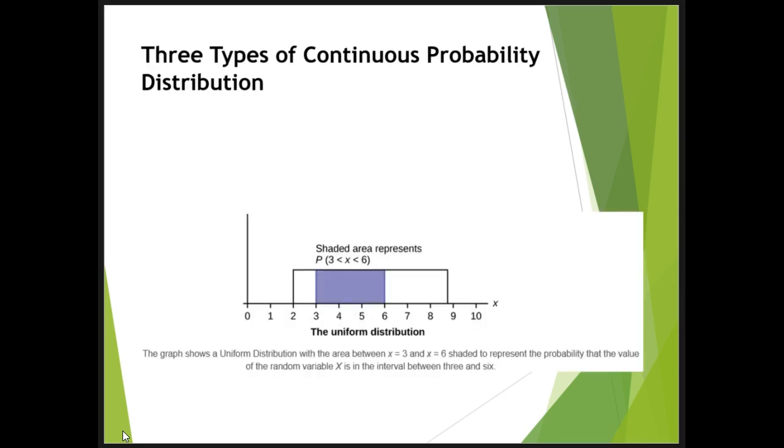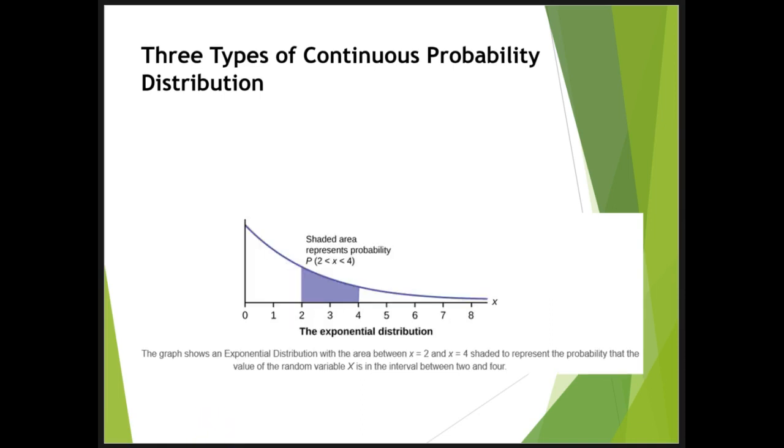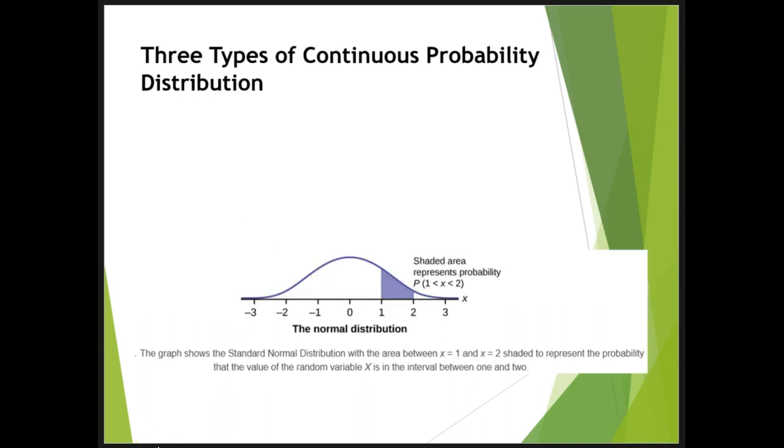In this chapter and the next, we'll study the uniform distribution, the exponential distribution, and the normal distribution. So the following graphs illustrate each of these distributions. This is an example of the uniform distribution with an area between x equals 3 and x equals 6 shaded to represent the probability that the value of the random variable x is in the interval between 3 and 6. Here's an example of an exponential distribution, and here's an example of a normal distribution. So let's take a look at an example.